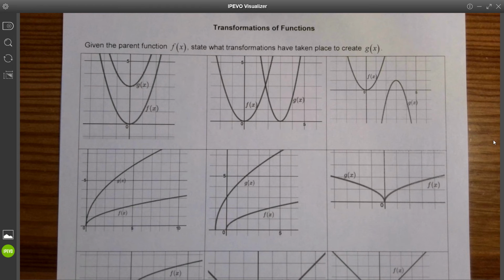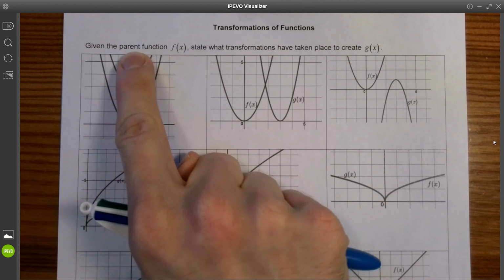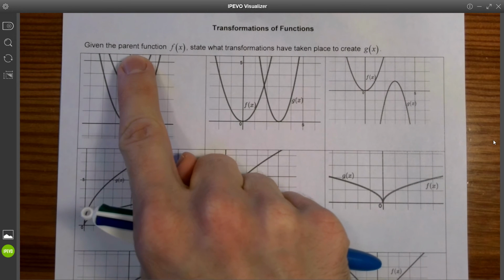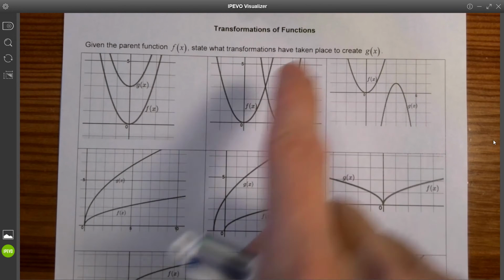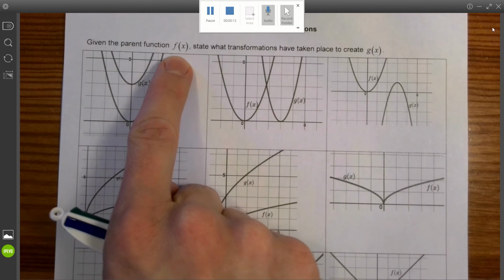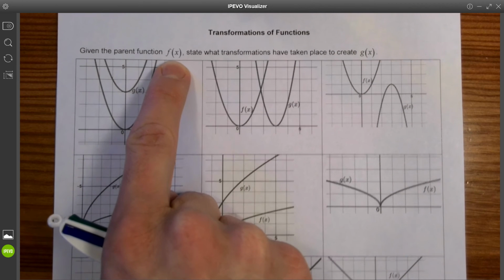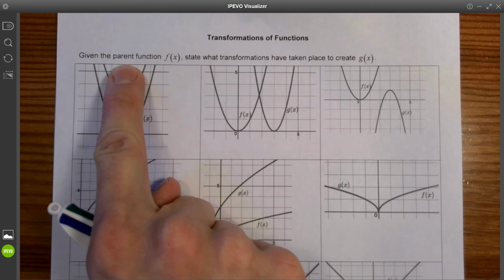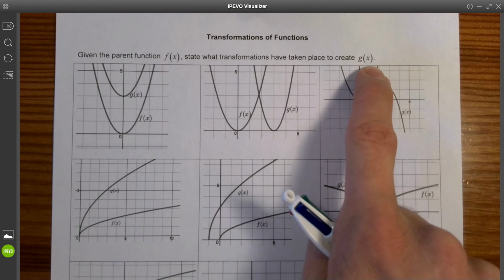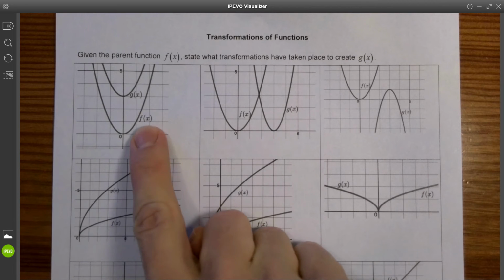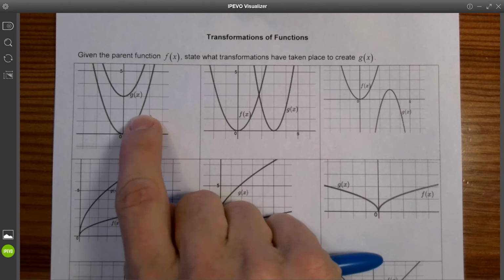Well, let's talk about transformations of functions. What we're really going to do is start with a certain function called a parent function, and then we're going to find out what happens to it to get the other function. So the parent function in this case is going to be f of x, and the child, we don't use that phrase necessarily, even though we do have a parent, we have the child, that's g of x. So we're going to look at f and see what we did to get g.